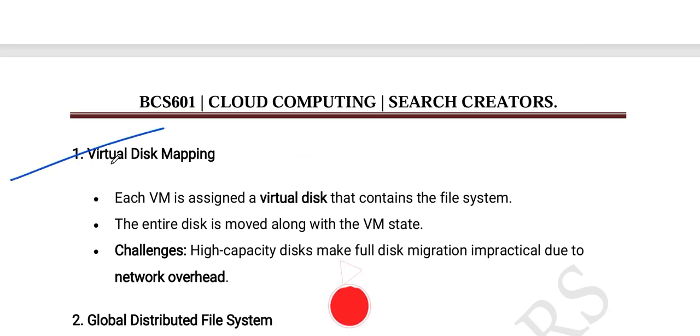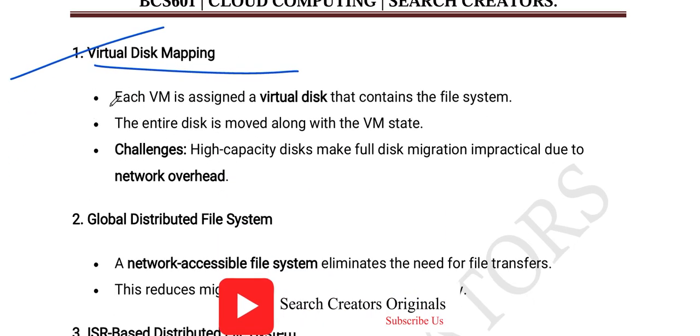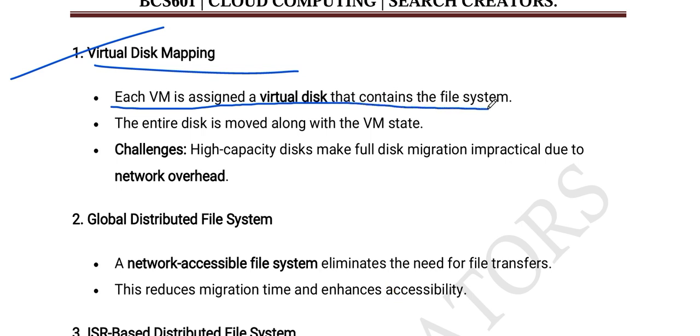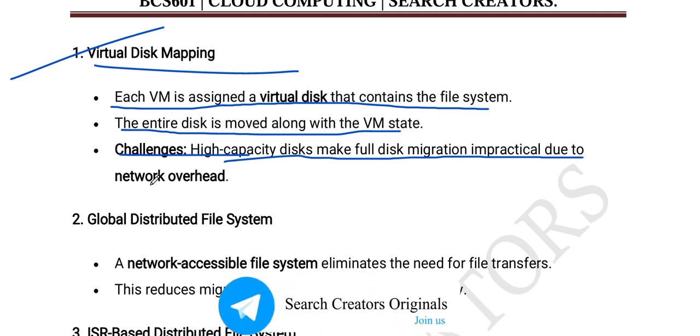First is virtual disk mapping. Each virtual machine is assigned a virtual disk that contains the file system. The entire disk is moved along with the virtual machine state. Some challenges in this are high capacity disks make full disk migration impractical due to network overhead.